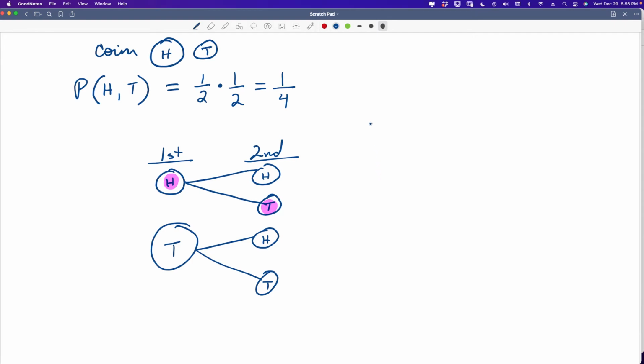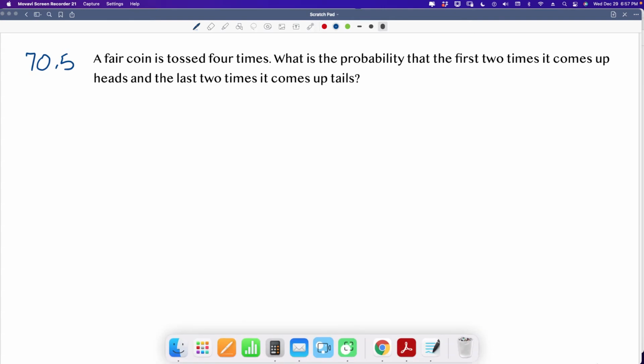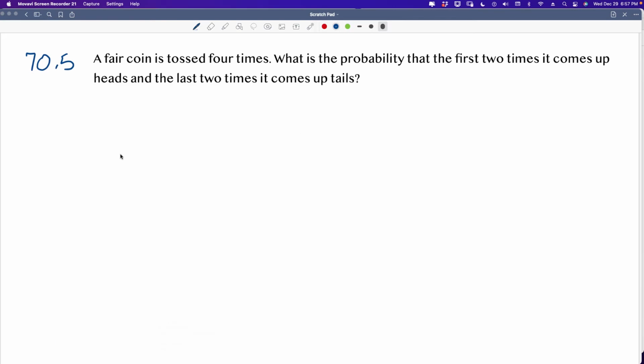All right, so let's try an example problem for designated order. All right, this is 70.5. I'm going to pause and type the problem. All right, so this is a designated order for another coin toss, and it's going to be tossed 4 times. What's the probability that the first 2 times it comes up heads and the last 2 times it comes up tails? So let's set up our problem.